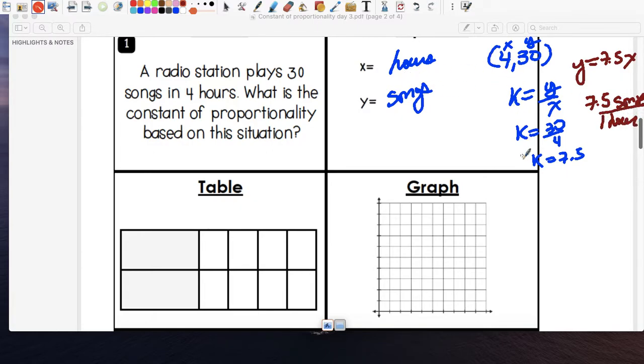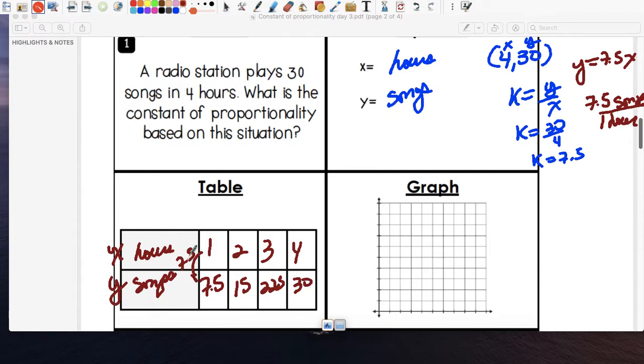So look how much information we got just from that little statement. Create a table. We have hours and songs, my X value and my Y value. 1 hour, I have 7.5 songs. 2 hours is 15. 3 hours is 22.5. 4 hours is 30 songs. So if you notice, it's all times 7.5, times 7.5, times 7.5, etc.